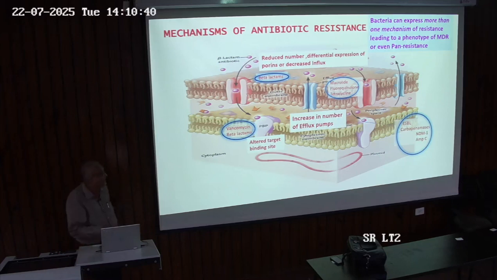And of course, what is the meaning of PBP? Penicillin binding proteins. So these bacteria can also alter the target binding site, like for vancomycin or beta-lactam. These bacteria can have more than one mechanism of resistance, leading to pan resistance or multi-drug resistance.